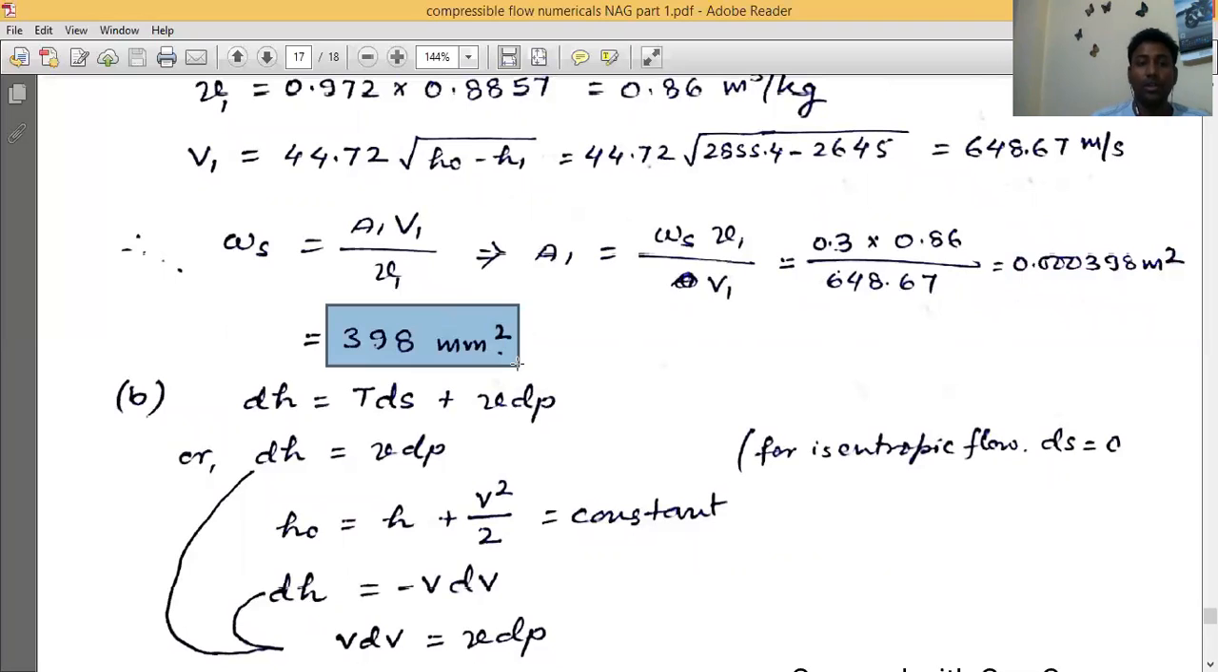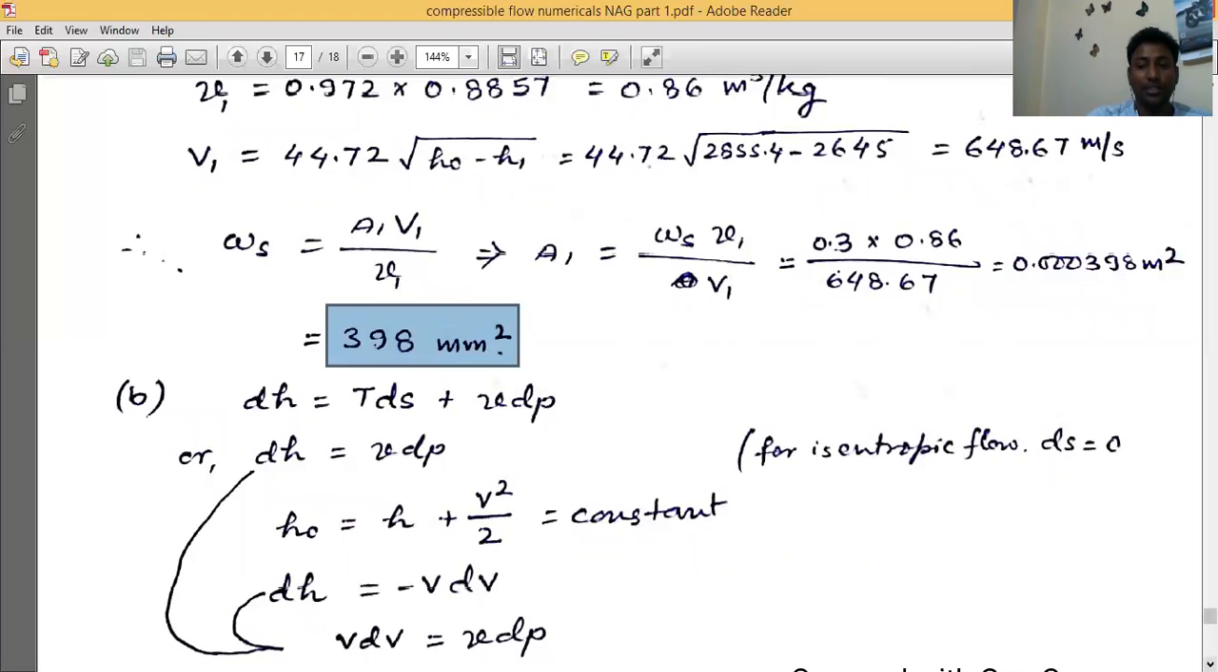So the required area will be 398 mm square. This is our final answer for when the flow is in equilibrium throughout, or isentropic. Now for the next case, the flow is assumed to be supersaturated.